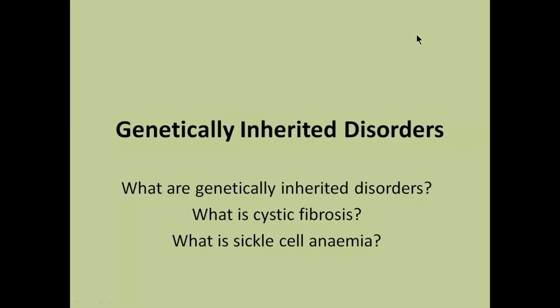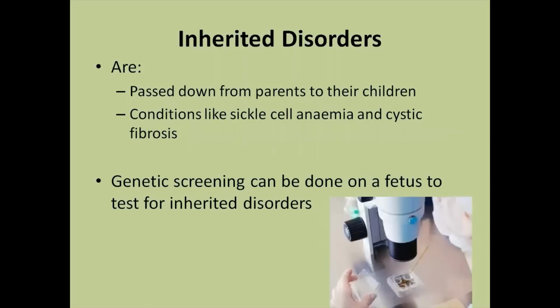Like we inherit characteristics or traits from our parents, we also inherit disorders from them, which may also cause diseases. We will talk about cystic fibrosis, sickle cell anemia, polydactyly, and hemophilia. Inherited disorders are passed down from parents to children, for example, conditions like sickle cell anemia and cystic fibrosis. Genetic screening can be done on a fetus to test for inherited disorders.